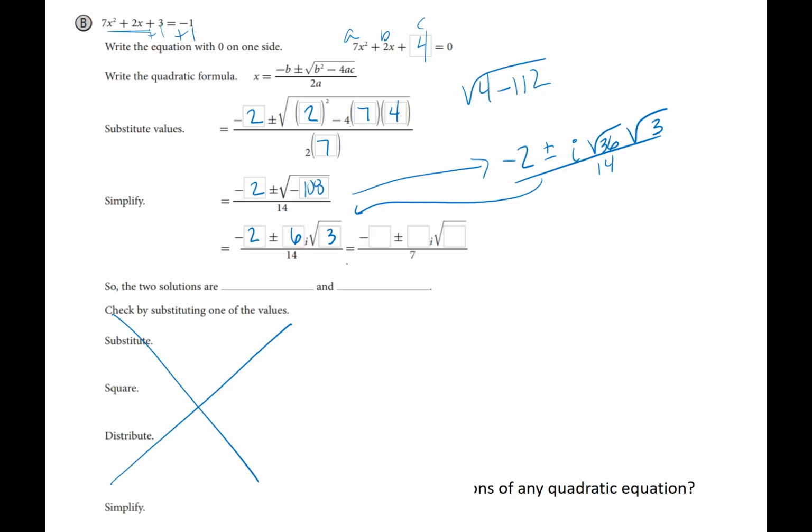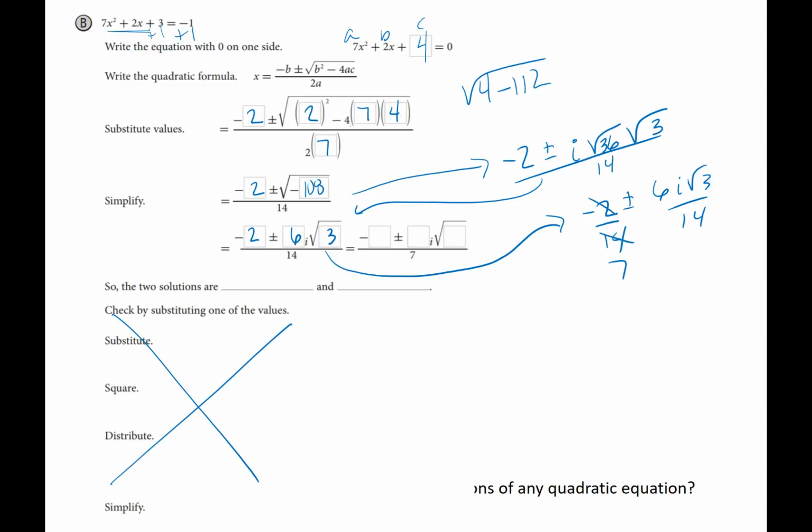And then, see, I would have come out here and done another step. I know this is kind of crazy. I would have probably split that into 2 fractions. So 2 plus or minus negative 2 over 14 plus or minus 6i squared of 3 over 14.